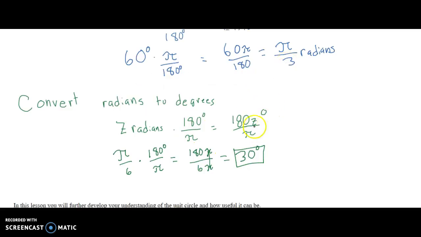So those are just a couple of quick examples on converting radians to degrees or degrees to radians. Hopefully that will be helpful as you go through this lesson. Keep that in mind.